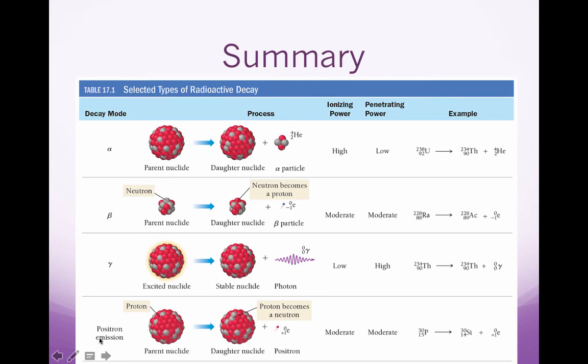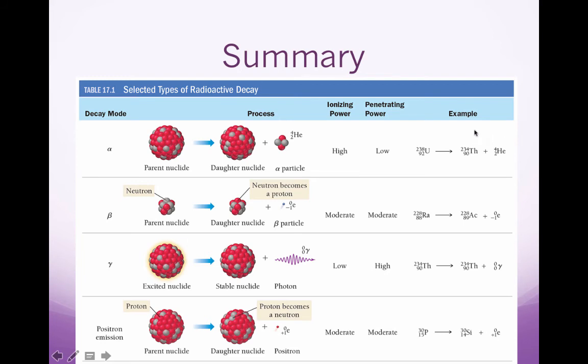Then finally, positron emission, remember, is the opposite of beta emission or beta decay. You have this parent atom, one of its protons changes to a neutron and emits a positron, which is, remember, the same mass as an electron, just opposite charge, and it has moderate ionizing and penetrating power, just like beta decay. And then here's an example of that. Here we have phosphorus-30 going to silicon-30 and emitting a positron.